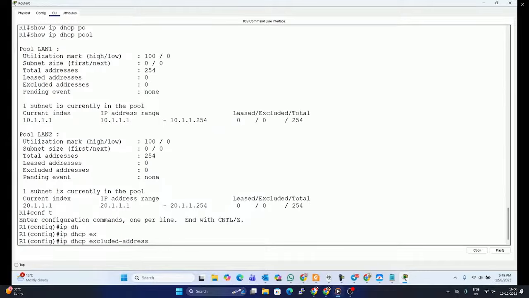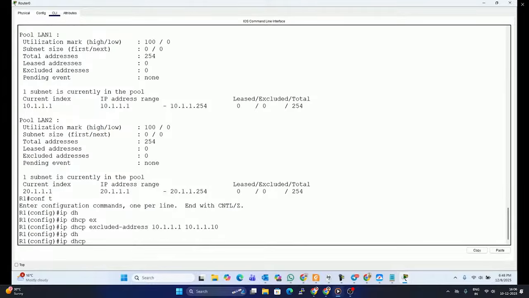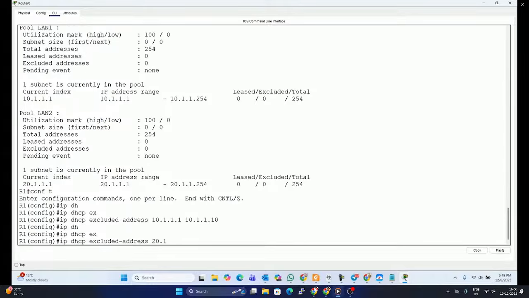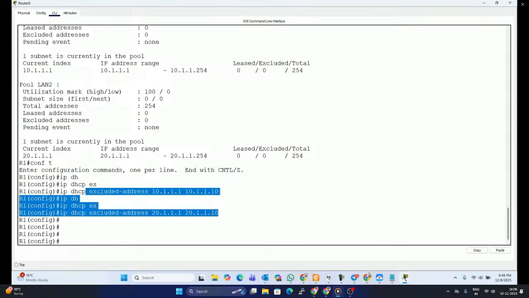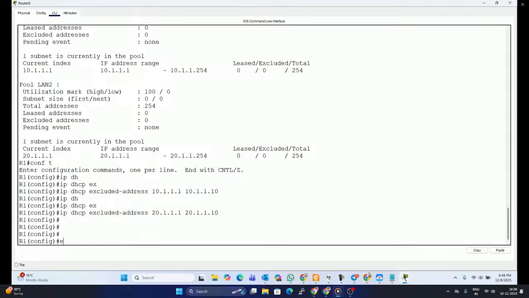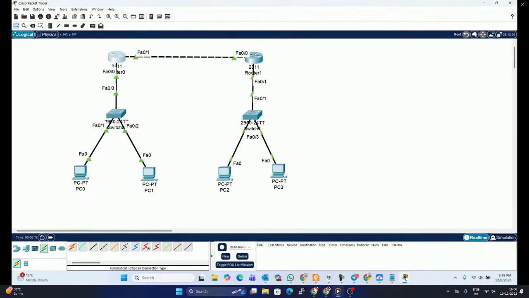Let's say ip dhcp excluded-address. In this subnet, I've excluded the first 10 IP addresses, because I'm going to use these IP addresses as static. And from the second subnet also I've excluded 10 IP addresses. So you will notice that this router will start giving IP addresses from 11 now. These first 10 IP addresses will not be offered to any DHCP client.